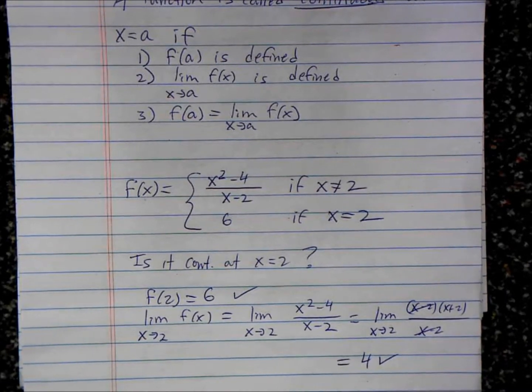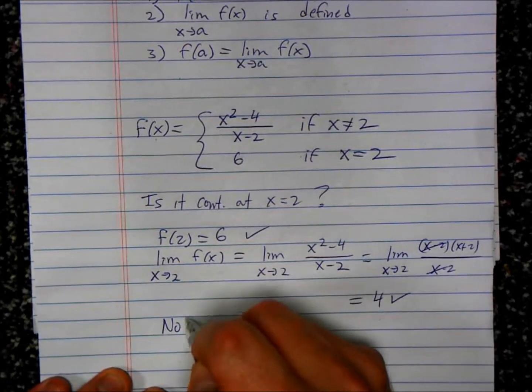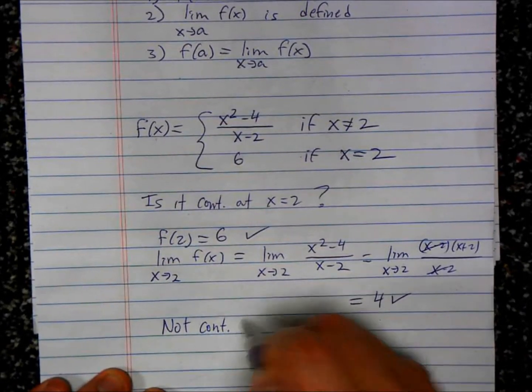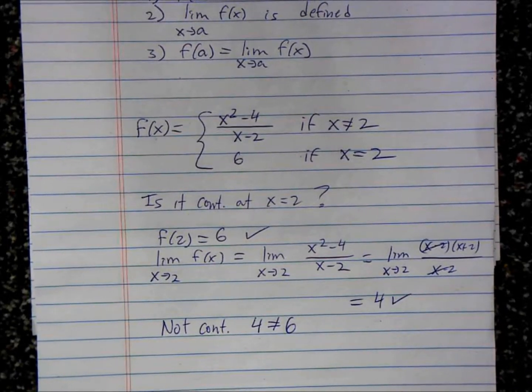So is it continuous? No, why not? It fails rule number 3. Not continuous. 4 does not equal 6. It passed 2 out of the 3 rules, but didn't pass all 3. I know it is a point, just not maybe, but we use a different name. Removable. Removable. All right, so let's see if we can get a graph of this thing.